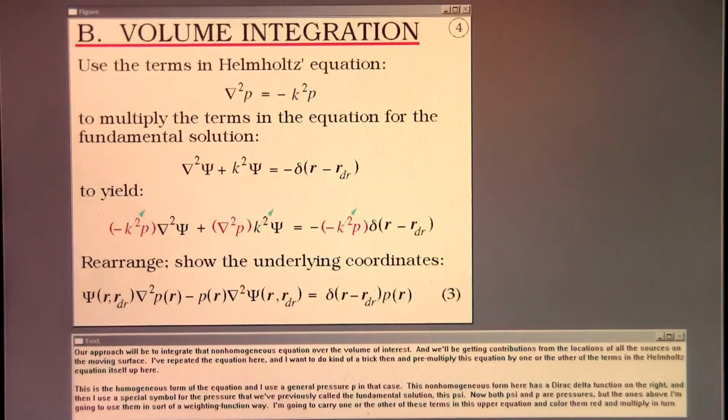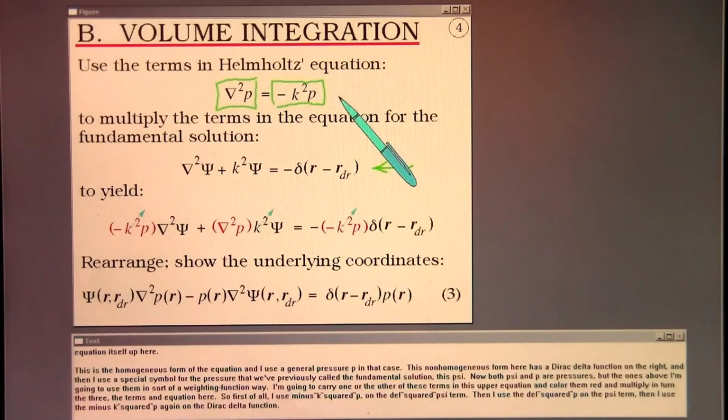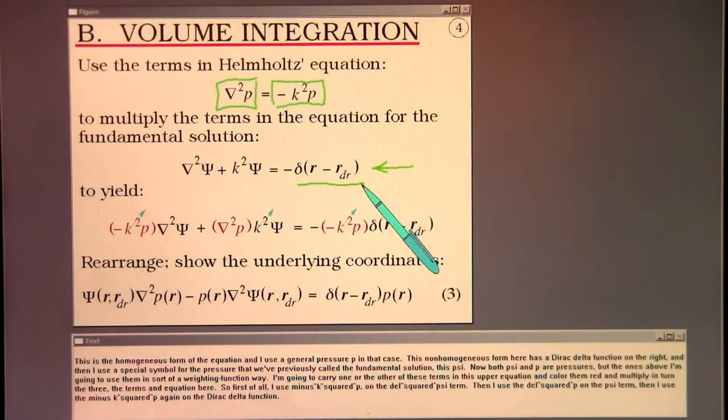I've repeated the equation here. And I want to do kind of a trick then and pre-multiply this equation by one or the other of the terms in the Helmholtz equation itself up here. This is the homogeneous form of the equation, and I use a general pressure P in that case. This non-homogeneous form here has a Dirac delta function on the right, and then I use a special symbol for the pressure that we've previously called the fundamental solution, this psi.